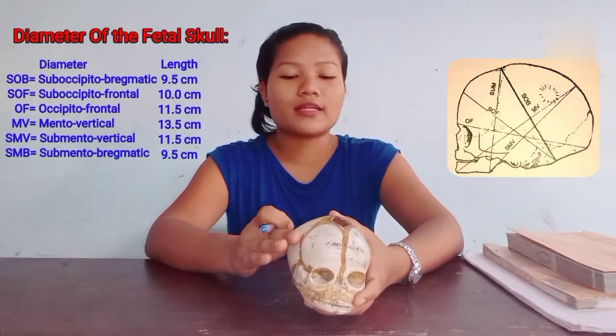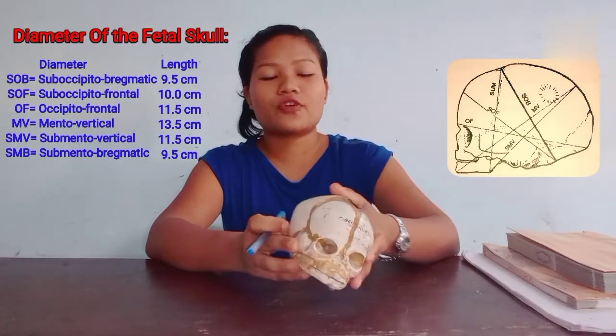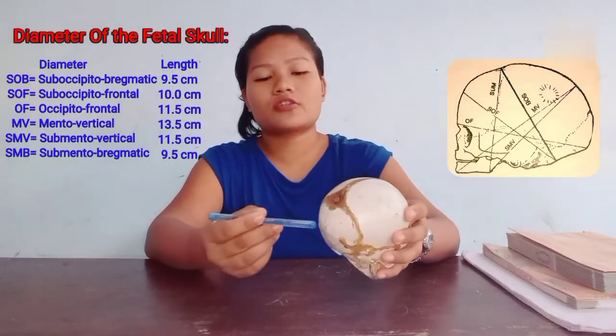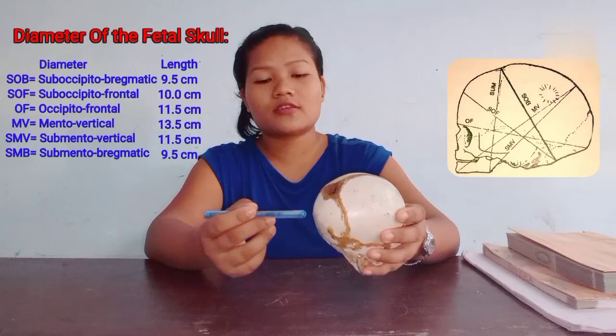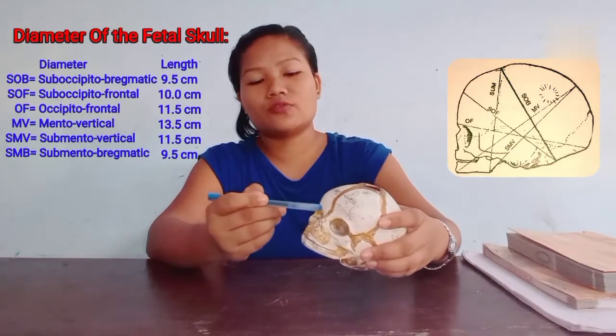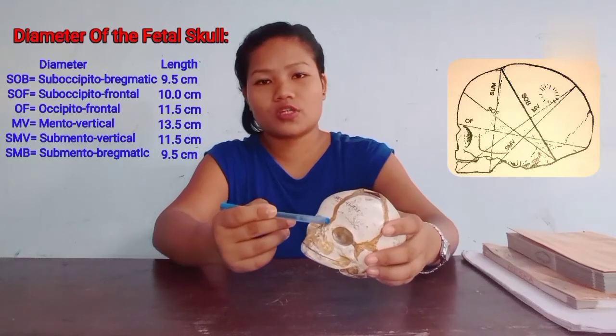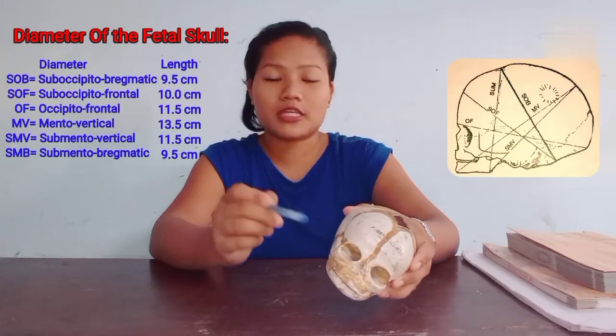And another one is occipitofrontal. Where is it? On the back side you see the occipital eminence. From the occipital eminence to the root of the nose. Here you see the root of the nose, and its measurement is 11.5 cm.